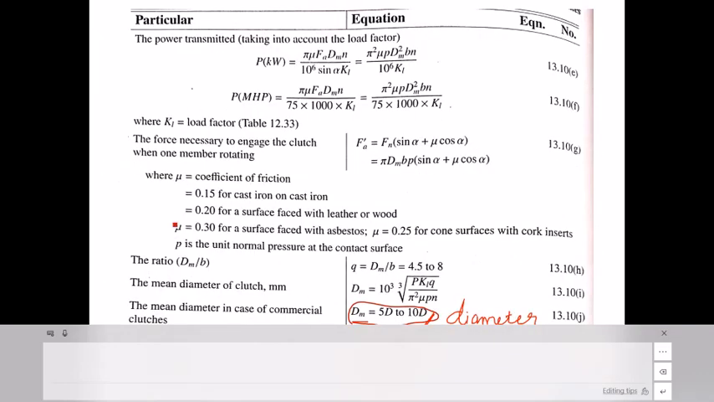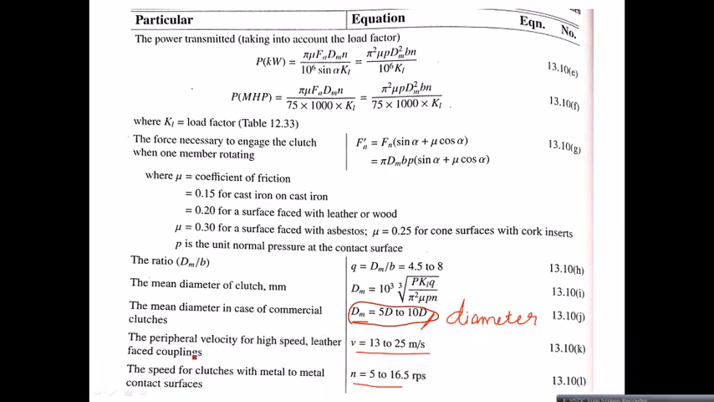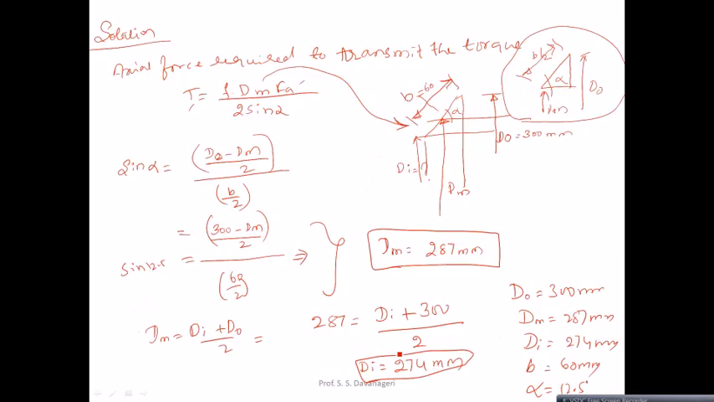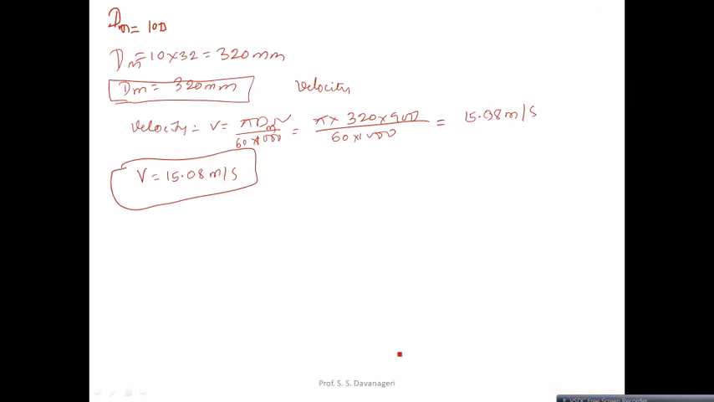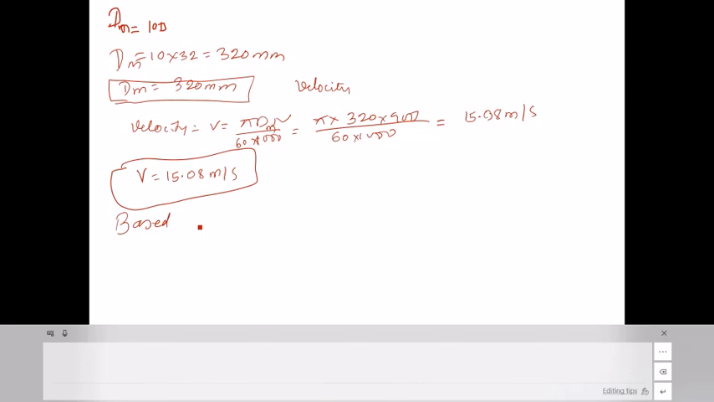Now for selection of the properties or the condition for the velocity ratios. Peripheral velocity for high speed, you need to go for leather faced coupling here. The calculated velocity remains between the value of 13 to 25 meter per second. Based on this, we go for assuming the leather faced lining on the cone clutch.